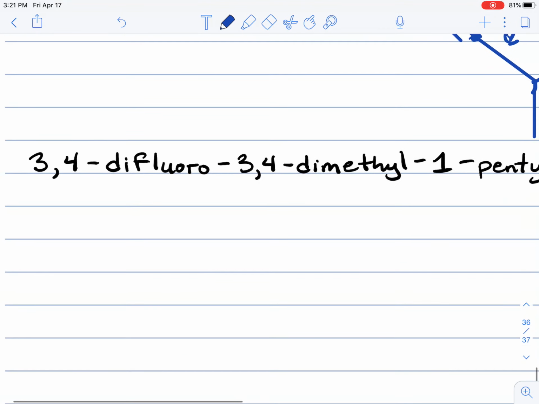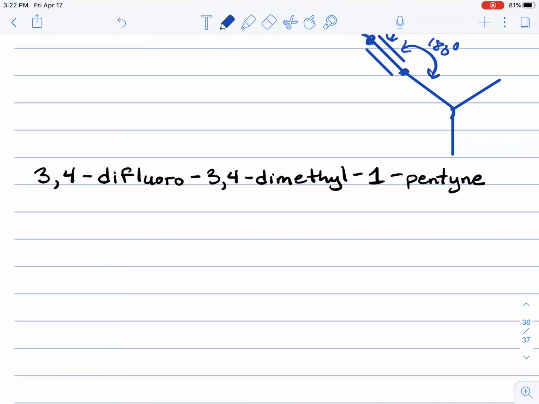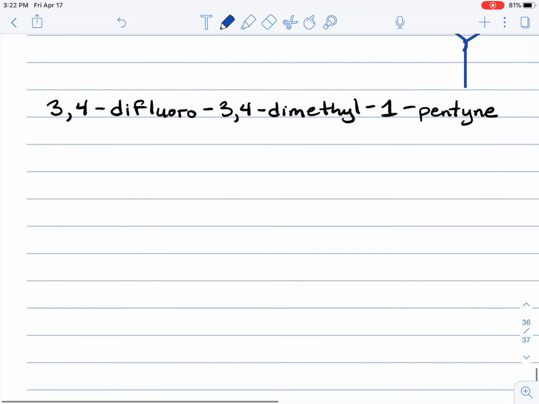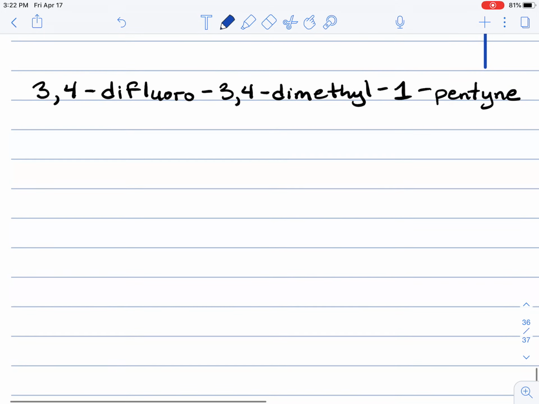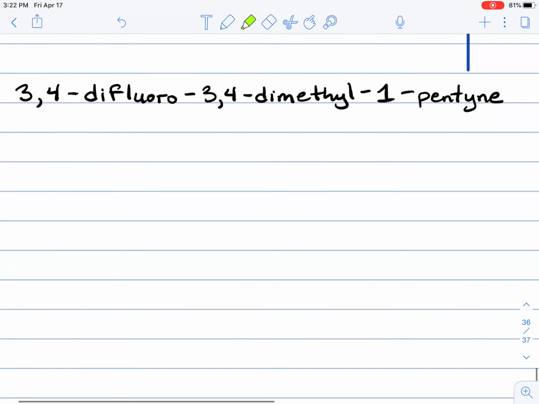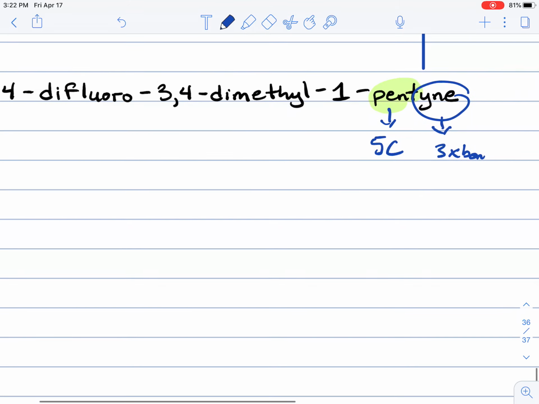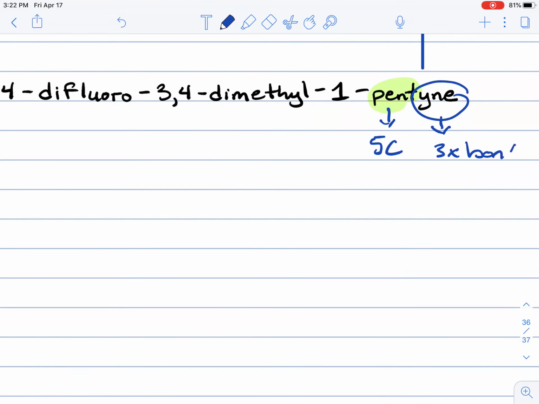All right, so we'll do one more, and then we're going to go ahead and move on to the next topic in another lecture video. Okay, so this one, there's a lot of things going on here, but let's look at the very end, and we have pent. So pent is a 5-carbon compound, and we have a triple bond, and the position of the triple bond is on the first carbon.